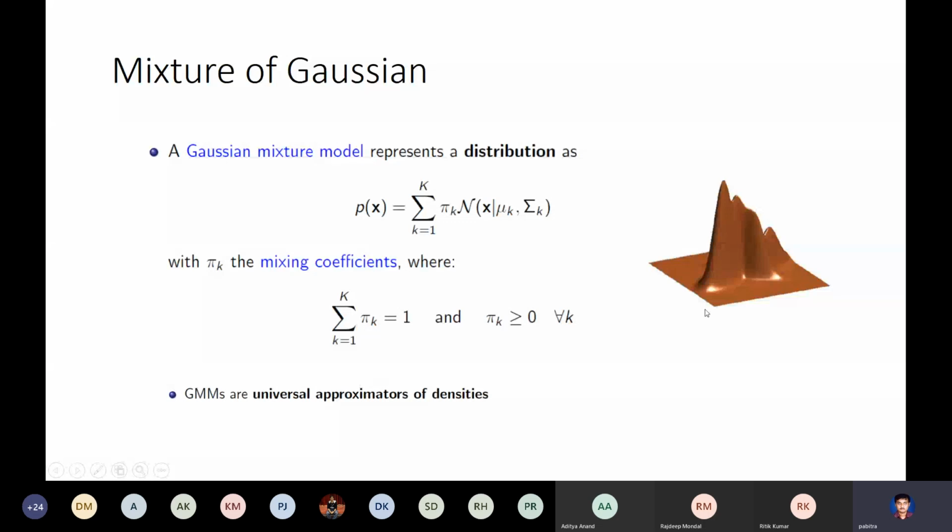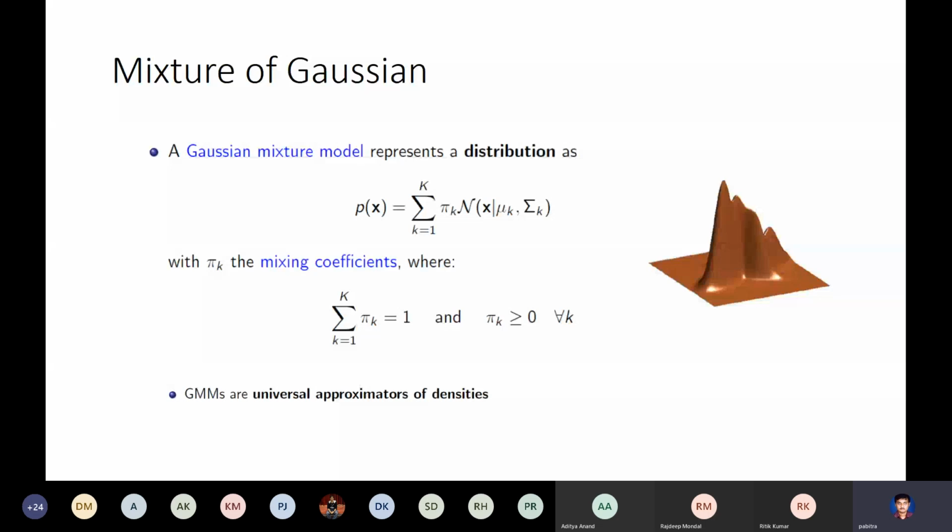It can be shown that for any arbitrary distribution, however complex, you can have a GMM with a suitable number of components, a suitable value of capital K, to approximate the density of the distribution. Only thing is that the more complex the distribution becomes, the more components you need. But it is a universal approximation. You can approximate any distribution using GMM.